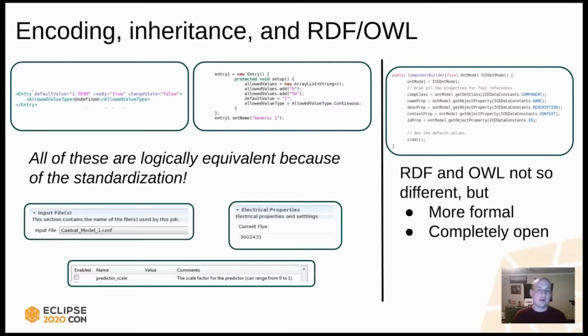So for encoding, inheritance, and RDF, all of these different ways of encoding the information are equivalent. I want to direct your attention to this middle box here because this is how we did it in ICE 2.0. We had an entry class, and you would fill that entry, and you'd tell us your type and things like that. And in RDF, it's the same thing. You have a model, and you fill that model up.